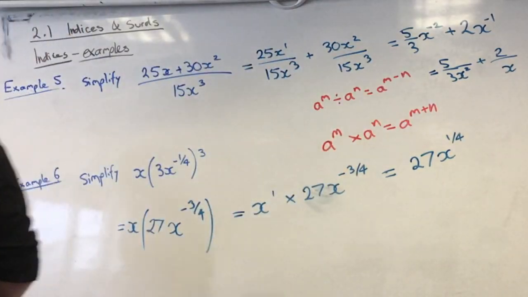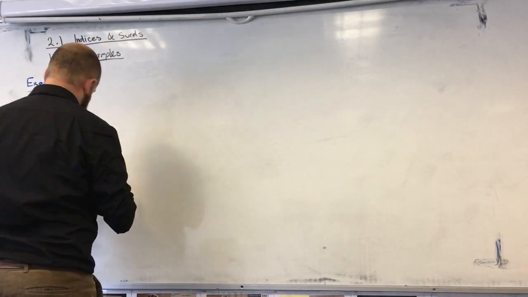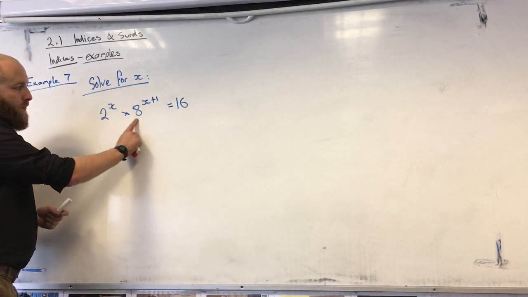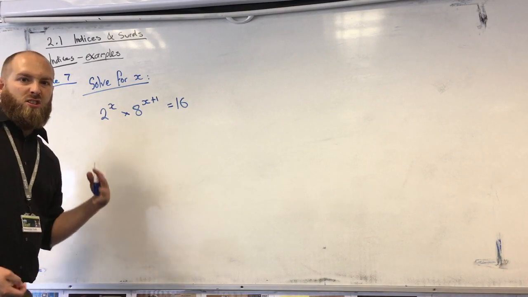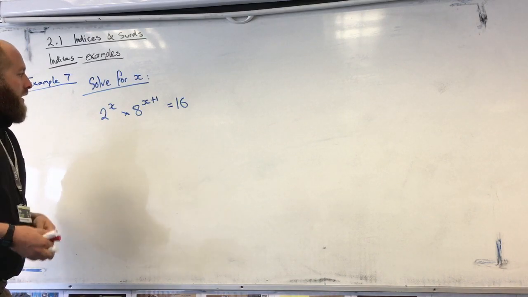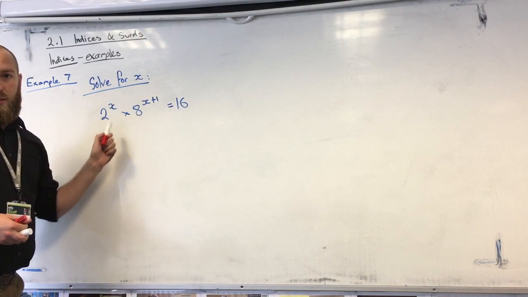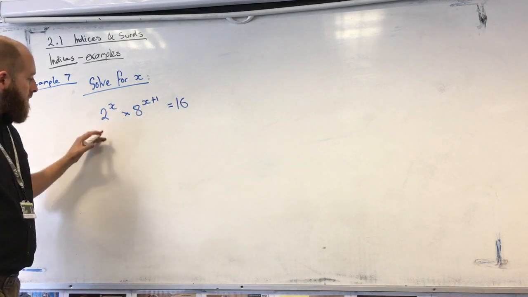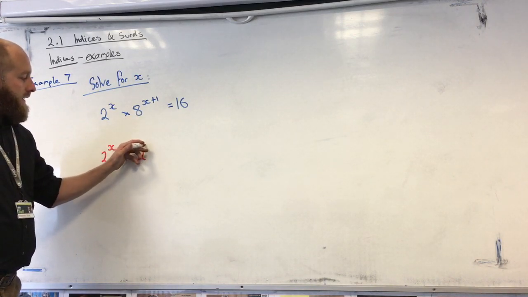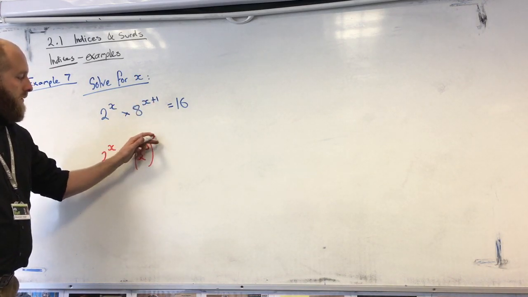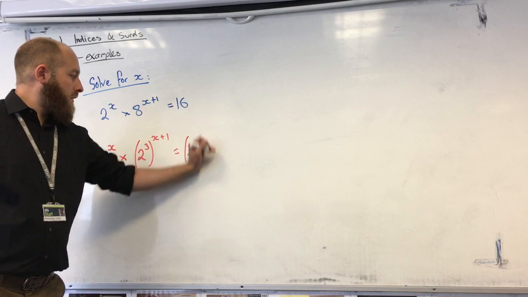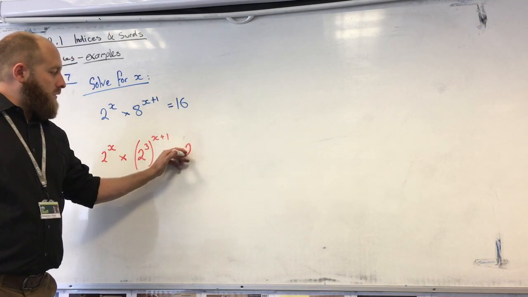Okay, last example. If you want to pause this and try this, you can. You just need to turn each bit of this into 2 to the power something and then try and solve it. We haven't done one like this yet, but it is kind of combining everything we've done so far. So, we'll need to put each of these terms in terms of 2. So 2 to the x is fine. How can we write 8 in terms of 2? Or we could say 8 is 2 cubed to the power x plus 1. And we can say 16 is 2 to the power 4.